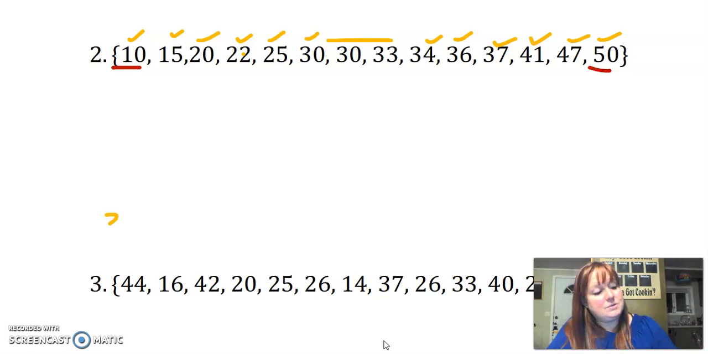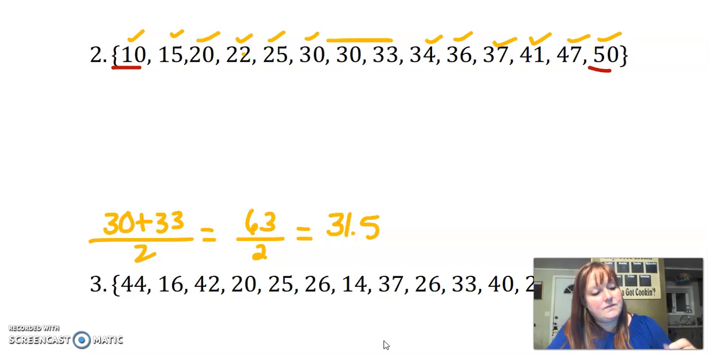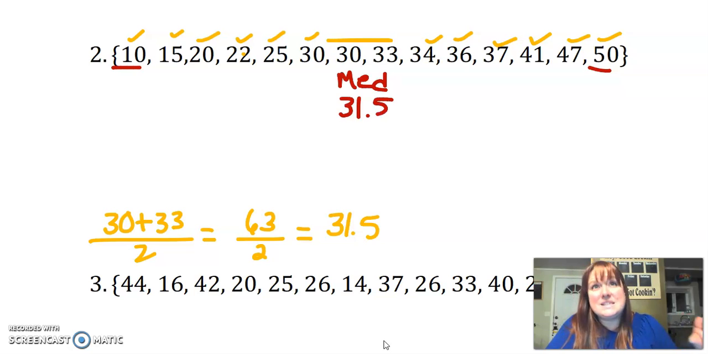The way we do that is we add them together and we divide by 2. So we have 63 divided by 2, which is 31.5. So our median is 31.5, which makes sense. That's exactly halfway in between 30 and 33, right?